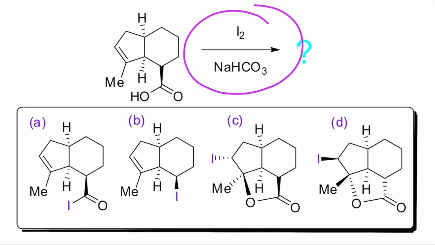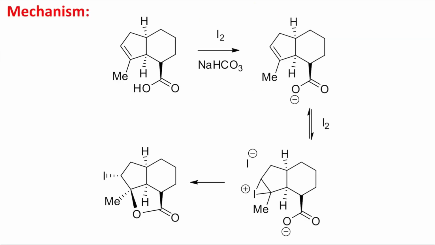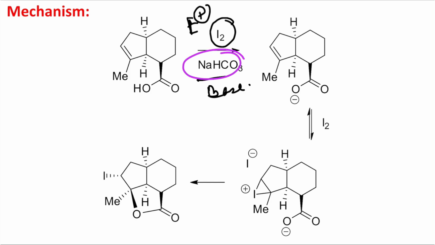Now, let's come to the main topic, the mechanism of this reaction. The iodolactonization reaction is divided into two parts. One is iodine, which acts as an electrophile, and another is sodium bicarbonate, which acts as a base. We know that acid-base reactions are the fastest reactions, so at the beginning this bicarbonate will react with this carboxylic acid and deprotonate it to make a carboxylic acid salt, better to say the sodium salt here.